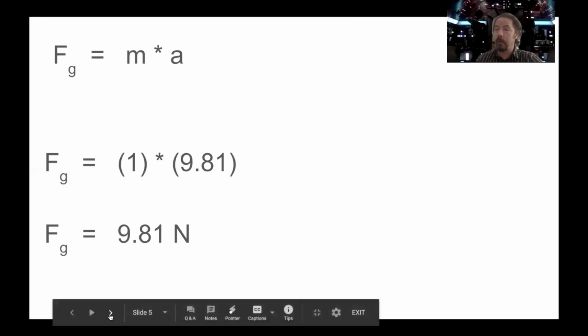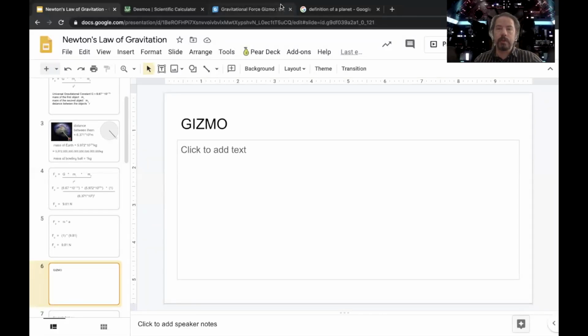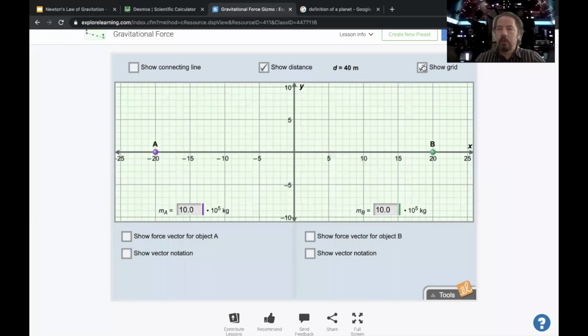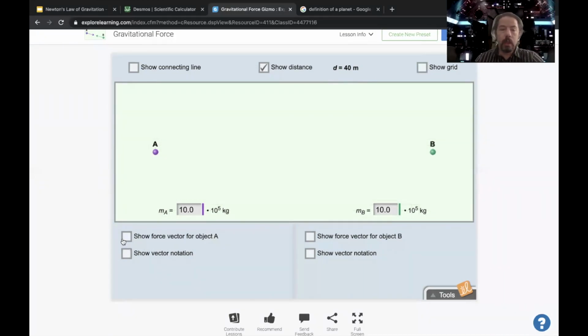The only other planet we are going to go to is not a planet, it is the moon, and we've already done those problems. So let's take a look at the gizmo and see how these forces work. This is your gizmo that you're going to be working with later this week. You can show the distance between the two, which is 39 meters right now, and I'm going to take it out to 40 meters. We can show the grid so you can actually count squares. We can show the force vector, so which way is gravity pulling? The gravity of this object is pulling on A this way, and the force due to gravity of A on B is pulling this way. So they're pulling towards each other.